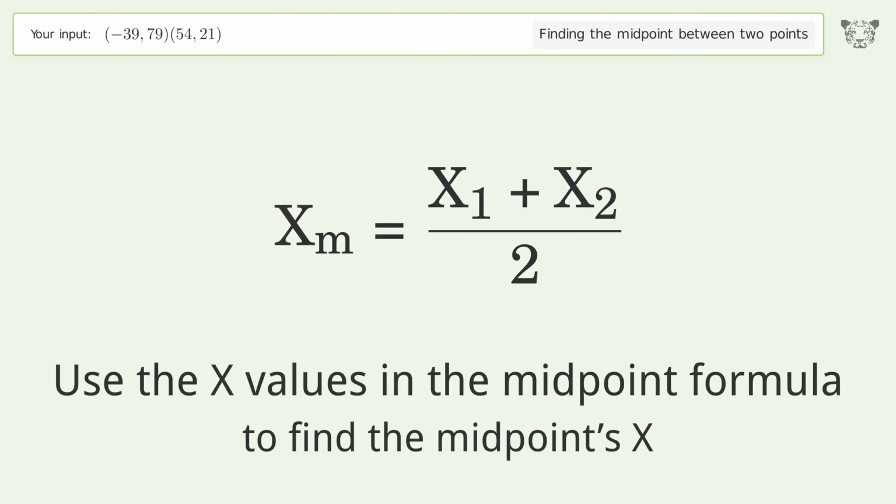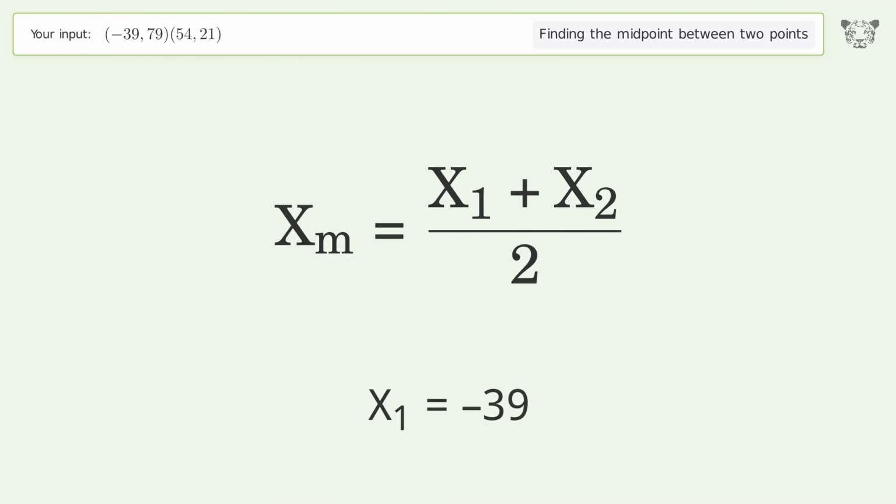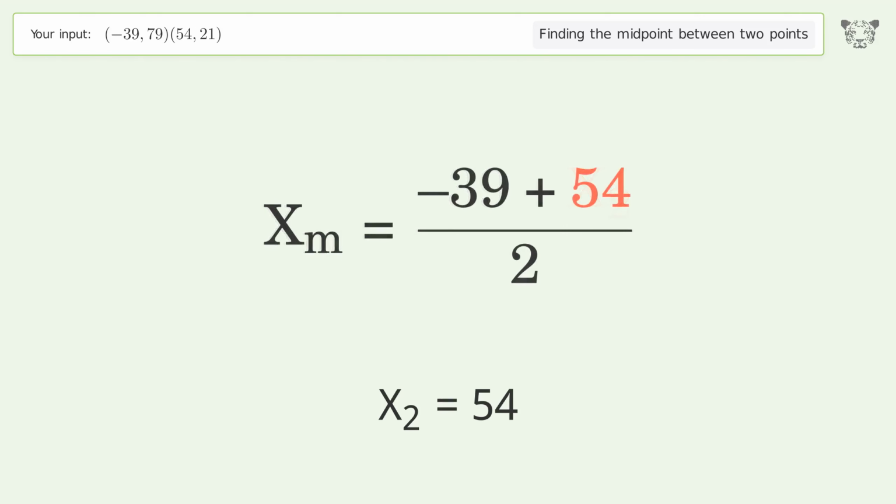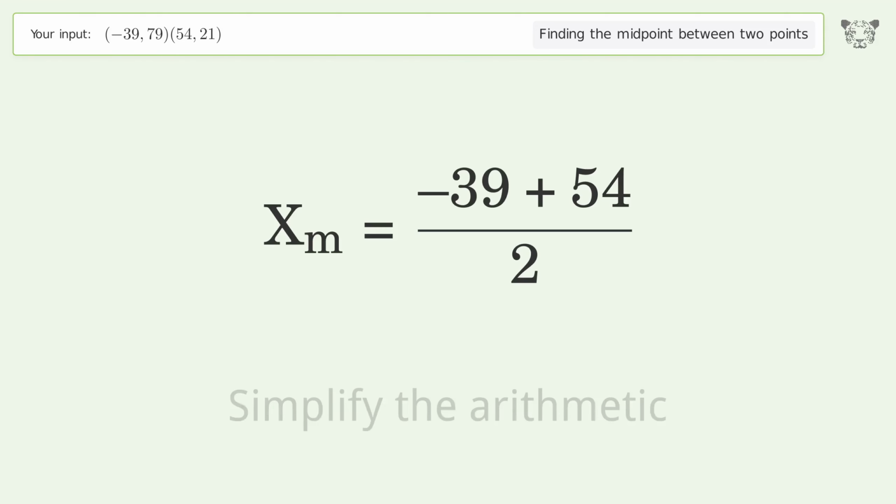Use the x values in the midpoint formula to find the midpoint's x. x1 equals -39. x2 equals 54. Simplify the arithmetic.